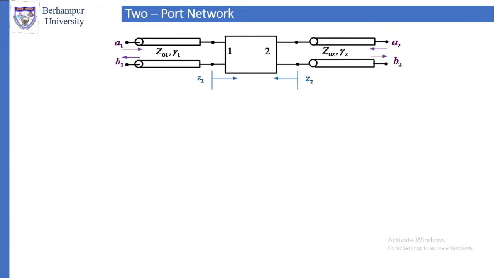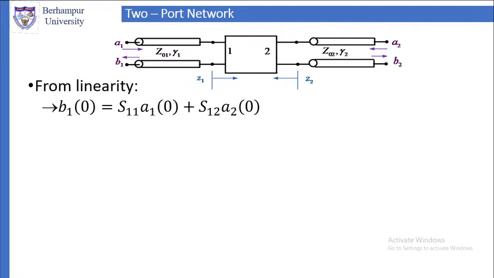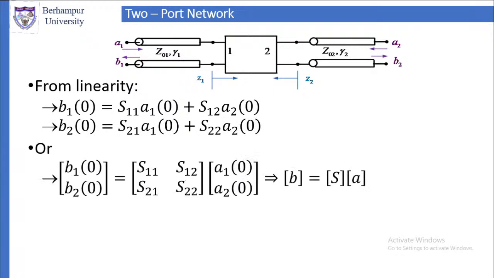Similarly, now come to the two-port network. We have seen the one-port network. Now let us come to the two-port network. In the two-port network, for linearity, this relation is to be satisfied. B1 should be equal to S11A1 plus S12A2. Similarly, B2 is equal to S21A1 plus S22A2. This is to satisfy the linearity.